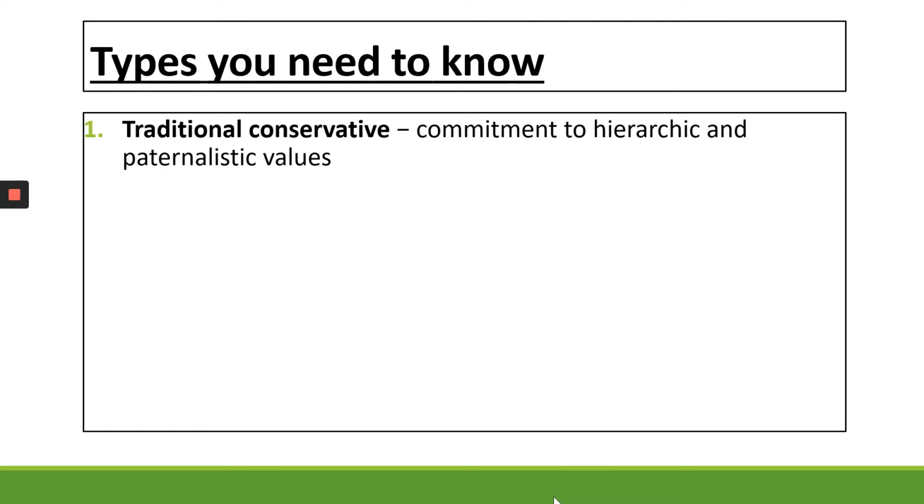The first one is traditional conservatives. This is generally associated with a commitment to hierarchic and paternalistic values. So they're concepts that we looked at already before half term. So remember, paternalism is that idea associated with the concept noblesse oblige, where the rich in society, those at the top of society, have an obligation to support the less fortunate. And obviously that leads to a hierarchical structure in society with those at the top caring for those at the bottom.